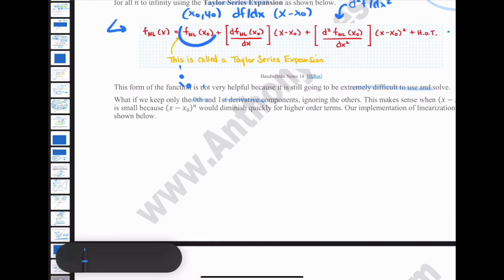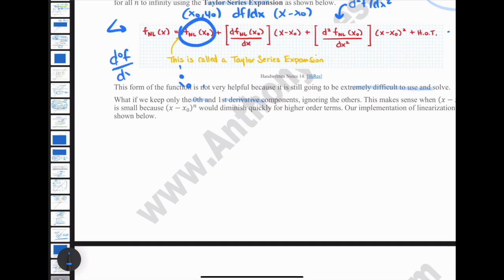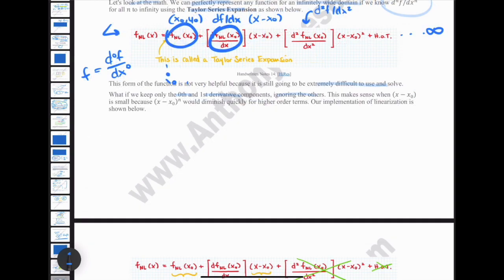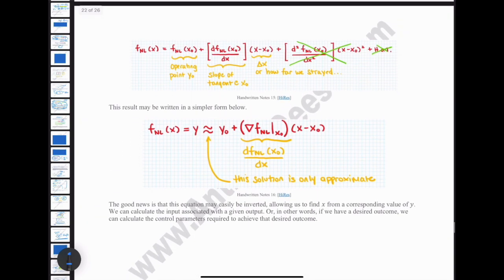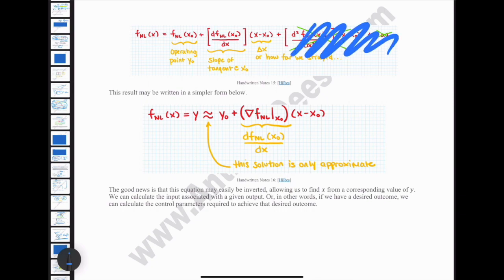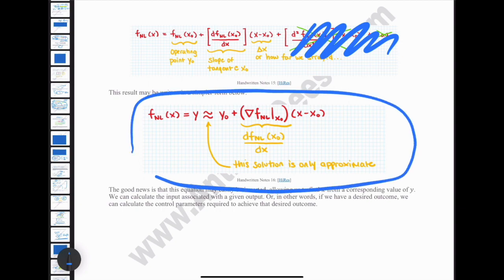So the 0th derivative component is this right here, because d0f/dx0, right? And then this is the first order derivative right here. This simply just gives you f. We can just keep those components, ignore all the others, and it gives us a linear representation of the nonlinear system. We got rid of our second and higher order terms, and we end up with what could be more simply represented as this right here.